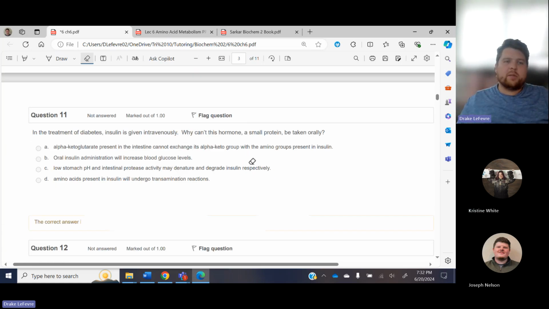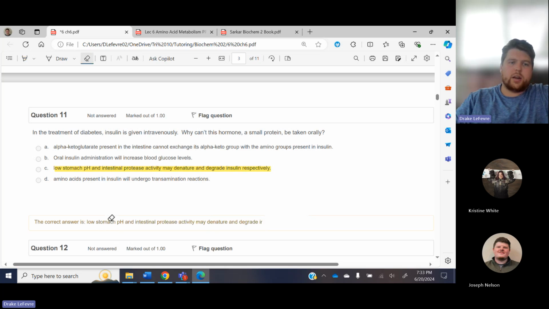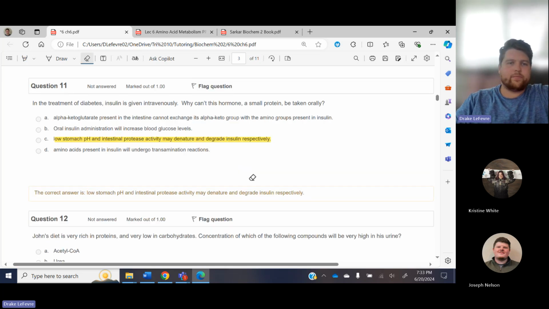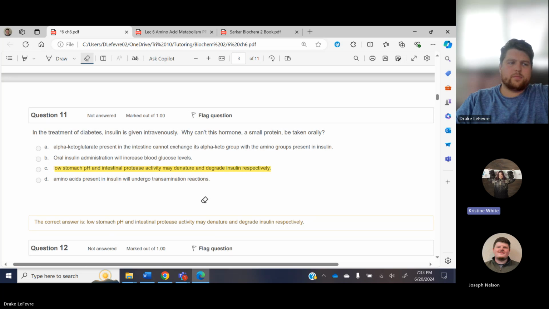In the treatment of diabetes, insulin is given intravenously. Why can't this hormone, a small protein, be taken orally? You say B? C. Yeah, it's C. The very acidic stomach acid, as well as the intestines, could literally just tear apart the insulin. Which is why the only two appropriate ways of taking it are nasal and injection.